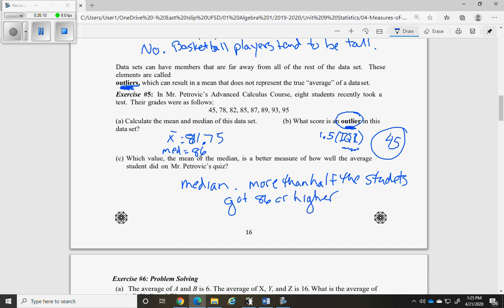A lot of times when we see median, we say half of them did above an 86. Well, half of them did get above an 86. I guess more than half the students got above the mean. So I would say that the median is really the better teller.